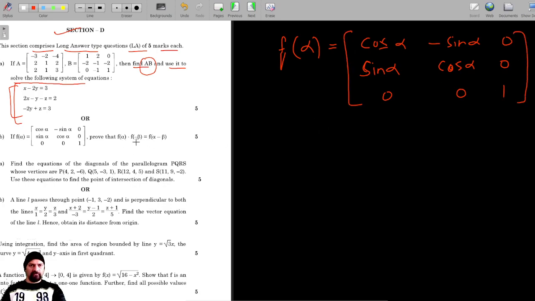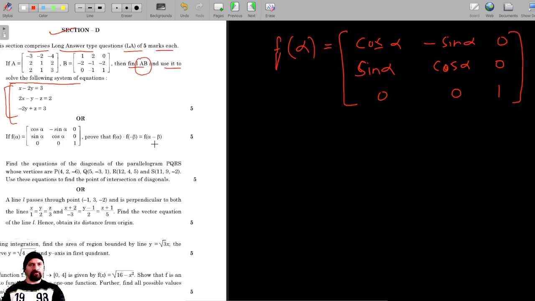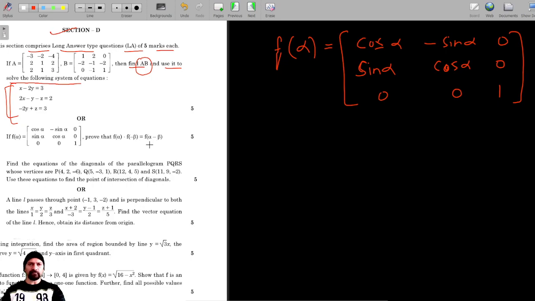Okay, we have to prove that f(alpha) into f(beta) is equal to f(alpha minus beta). So let's first find out f(alpha minus beta). f(alpha minus beta) is nothing but we have to replace alpha with alpha minus beta. So this is our RHS. RHS is f(alpha minus beta).